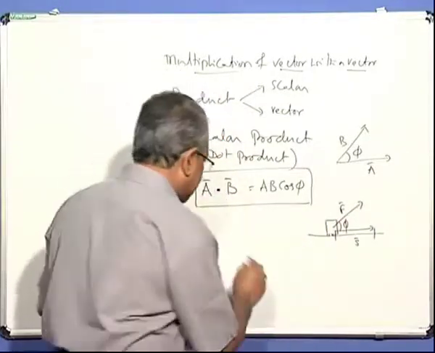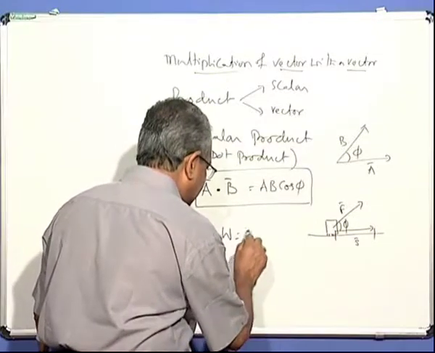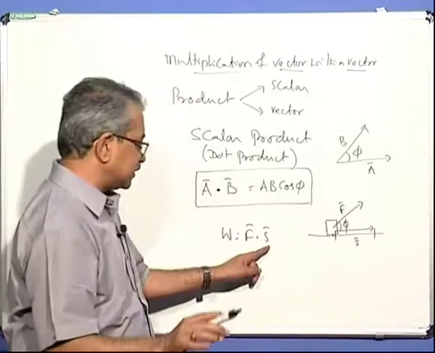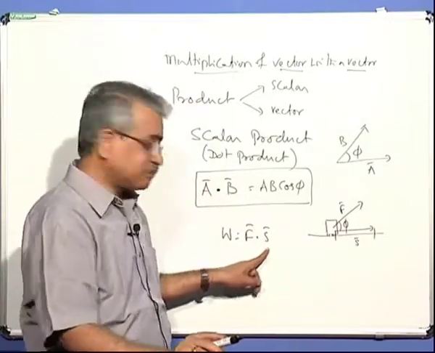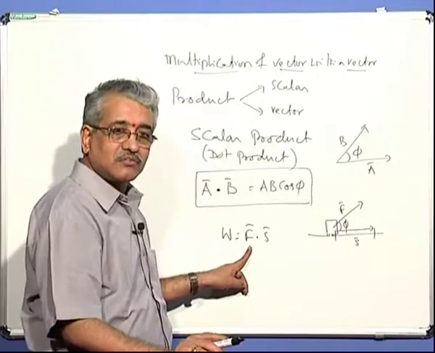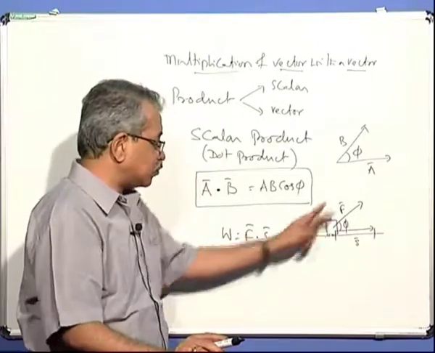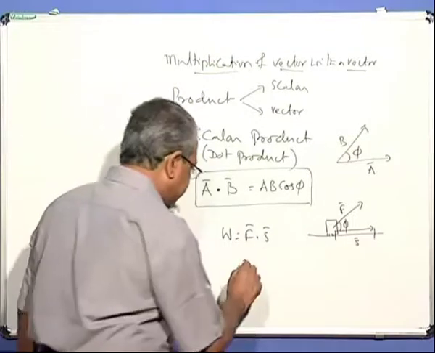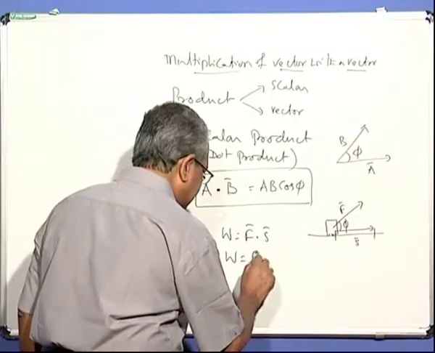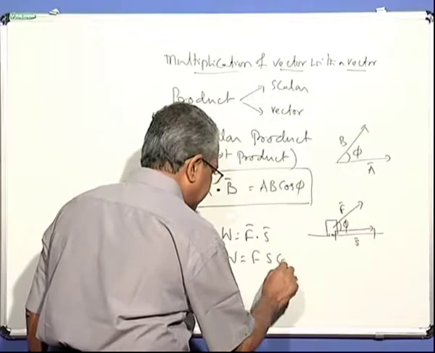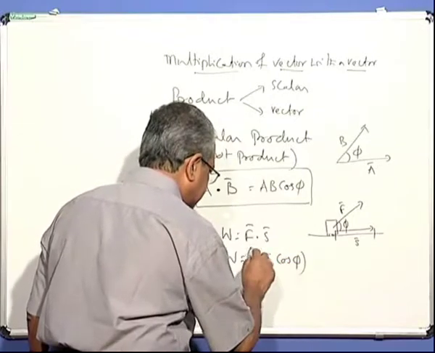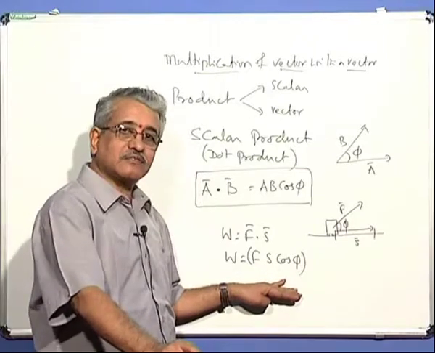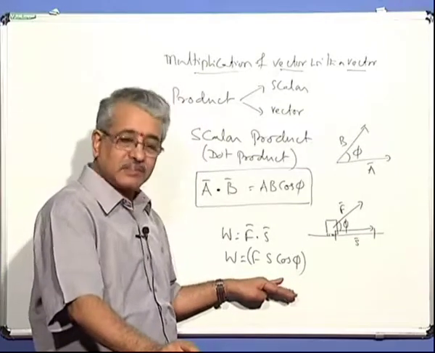So we write this in physics like this: work is equal to F dot S, where S is a physical quantity called displacement, F is a physical quantity called force, and they have two different directions with an angle phi between them. Therefore, the work done is given by F S cos phi. This is the definition of work. Work is defined like this in physics.